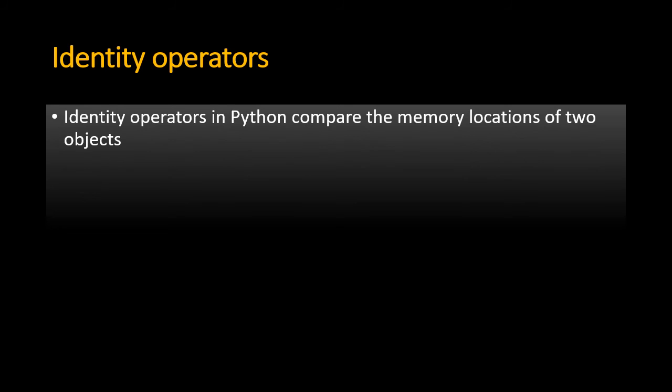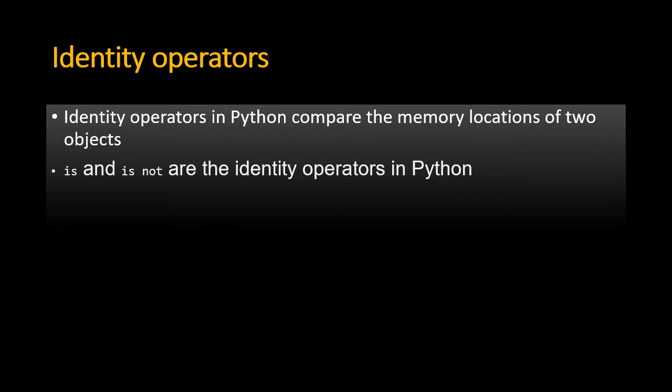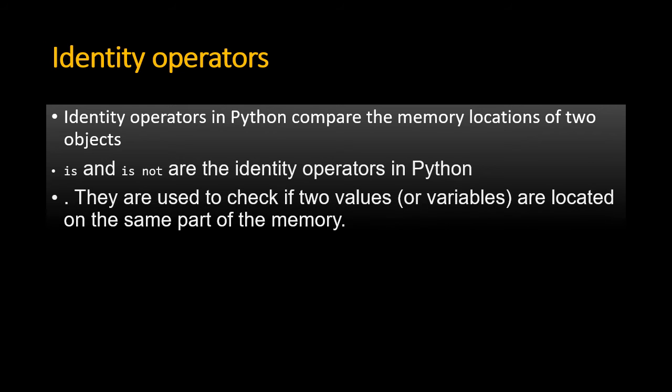Identity operators are new operators in the Python language. They are not in other languages. Identity operators are used to compare the memory locations of two objects or two variables. There are two identity operators, is and is not. They are used to compare whether both values are located in the same part of the memory.